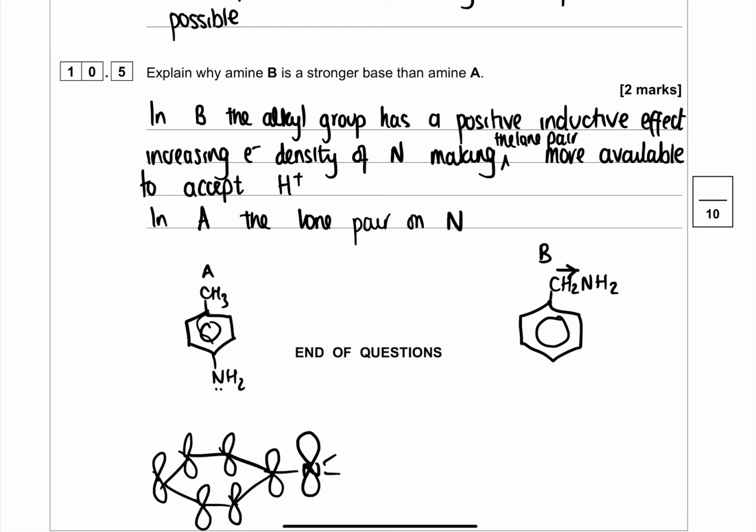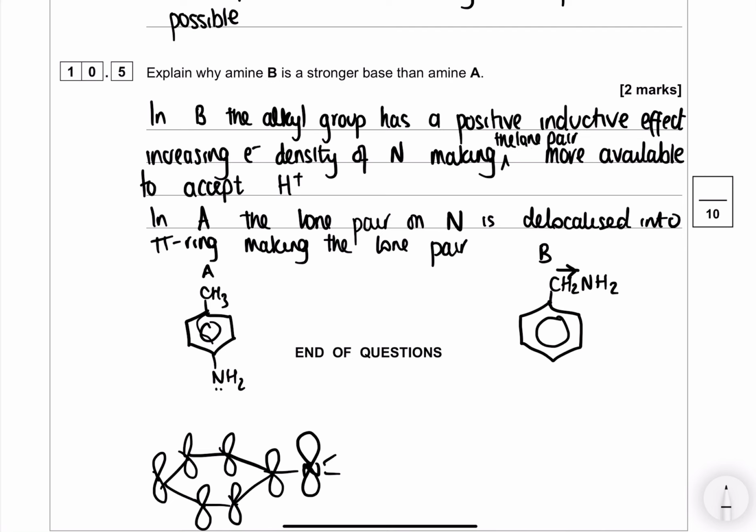In A, the lone pair on nitrogen is delocalized into the pi ring, making the lone pair less able to accept H+. So one of these two explanations is probably fine. You wouldn't have to write both.